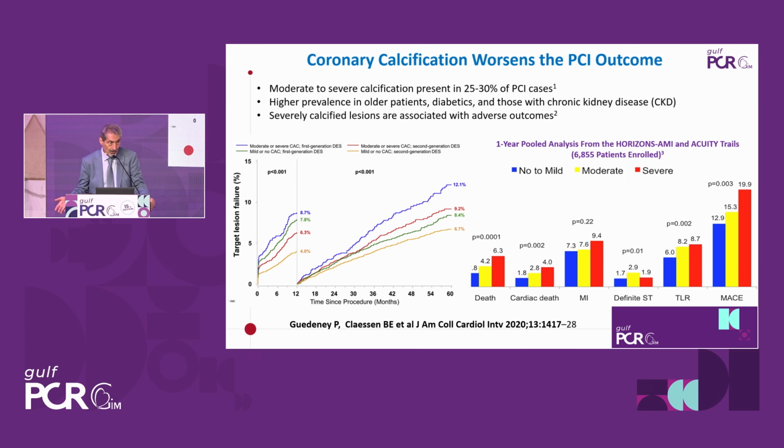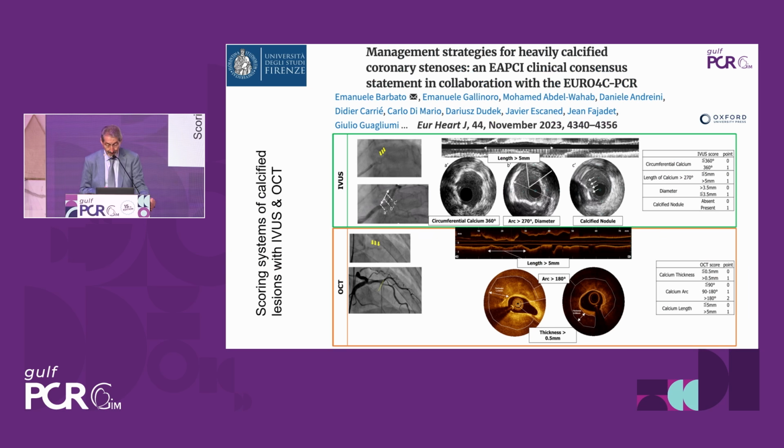Well, first of all, coronary calcification, around 20-25% of all the lesions we treat, is a problem. And these are data that you have seen many times, showing that no matter which type of MACE you consider, death, cardiac death, MI, thrombosis, target lesion revascularization, early or late with first or second generation drug-eluting stents, calcified lesions do worse than non-calcified lesions.